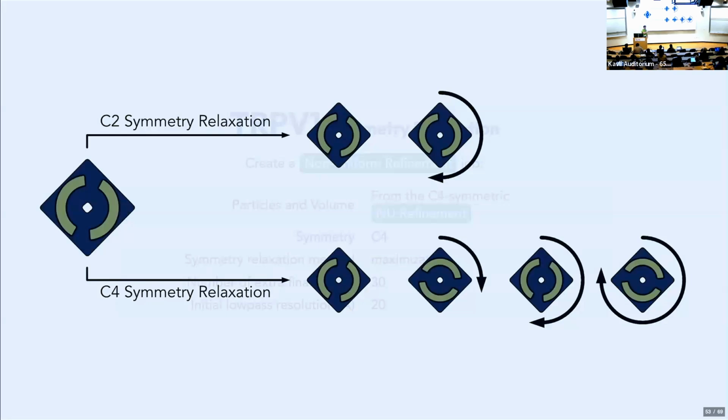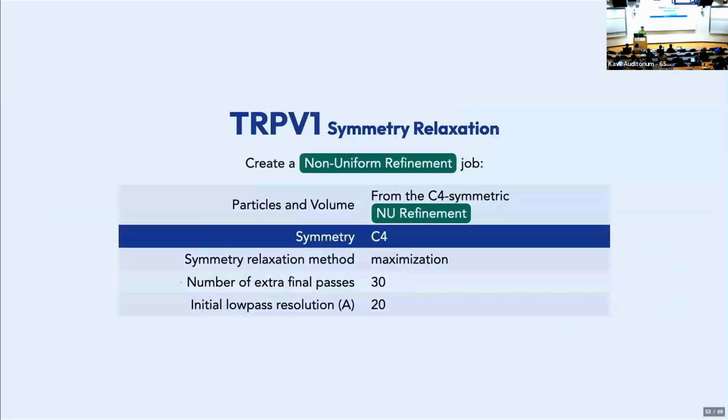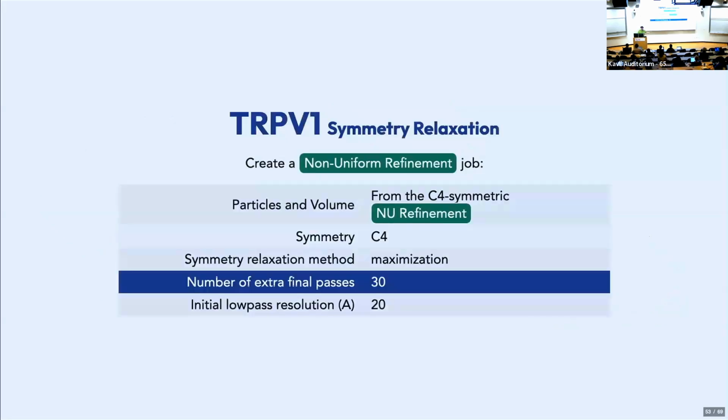We can come back later, and in that local refinement we do, once we've classified and recombined everything, we can impose C2 symmetry, right? But for the relaxation step, we have to use C4 to find that 90 degree shift, okay? I'm gonna use maximization again. I'm gonna give a ton of extra final passes.